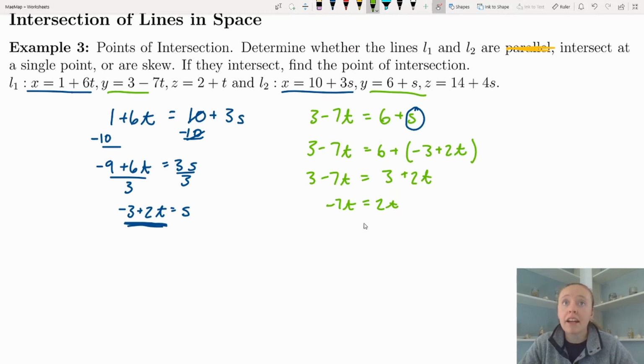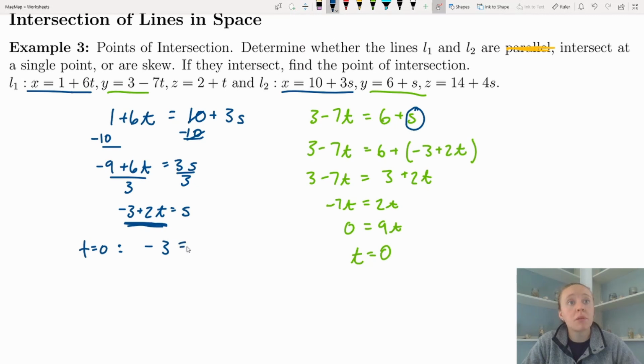And then if I added 7t to the other side, I'd get that 0 is equal to 9t. So in this case, t is equal to 0. So if t is equal to 0, then what is s? Well, if t equals 0, then negative 3 is going to be equal to s. So now I have defined t for this relationship and I've defined s.